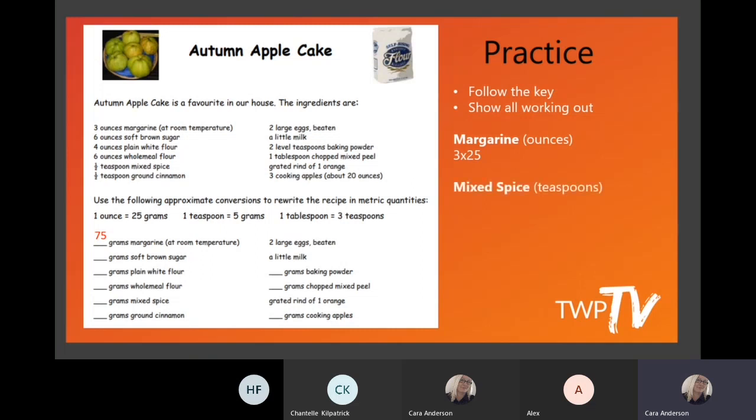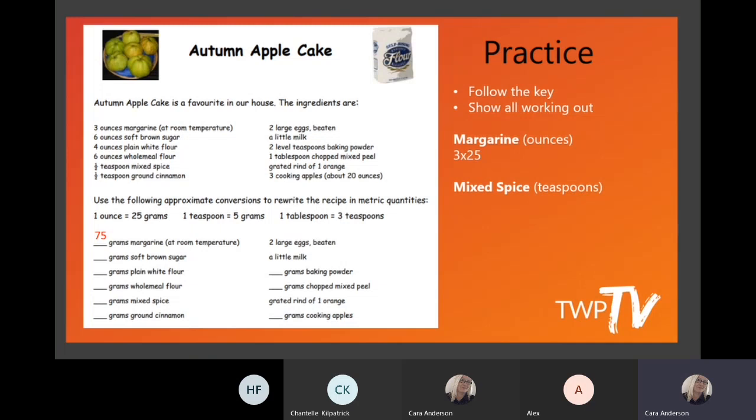So looking at the mixed spice, because that's slightly different, it's now looking at teaspoons. The one thing I would make sure that you guys are careful of, first of all, teaspoons and tablespoons, they look very similar. It's quite easy to get those two mixed up. So make sure you're 100% sure you know which one you're looking at and which one you're working with. So in this case, you've got mixed spice, which is a half, so you might not see it very clearly, but it is a half a teaspoon of mixed spice.